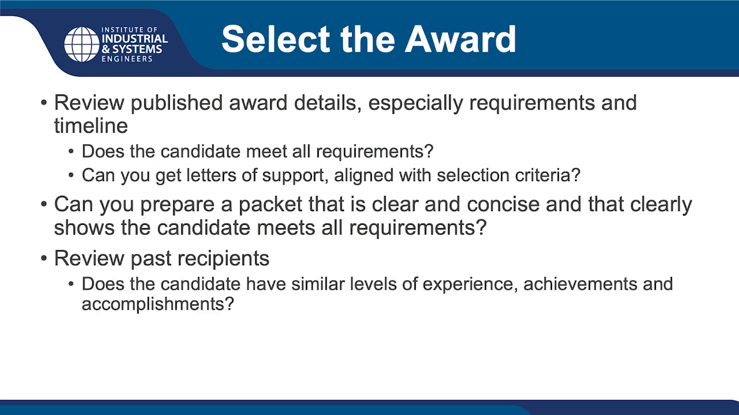To determine the best award, the questions you want to ask include, first, does the candidate meet all eligibility requirements? Second, can we get letters of support aligned with the selection criteria by the submission deadline? Third, can we prepare a packet that demonstrates the candidate's qualifications in the time we have available? And finally, does the candidate have similar levels of experiences, achievements, and accomplishments as past recipients? Once you have identified the award, you can download the nomination form by clicking on the nomination link.